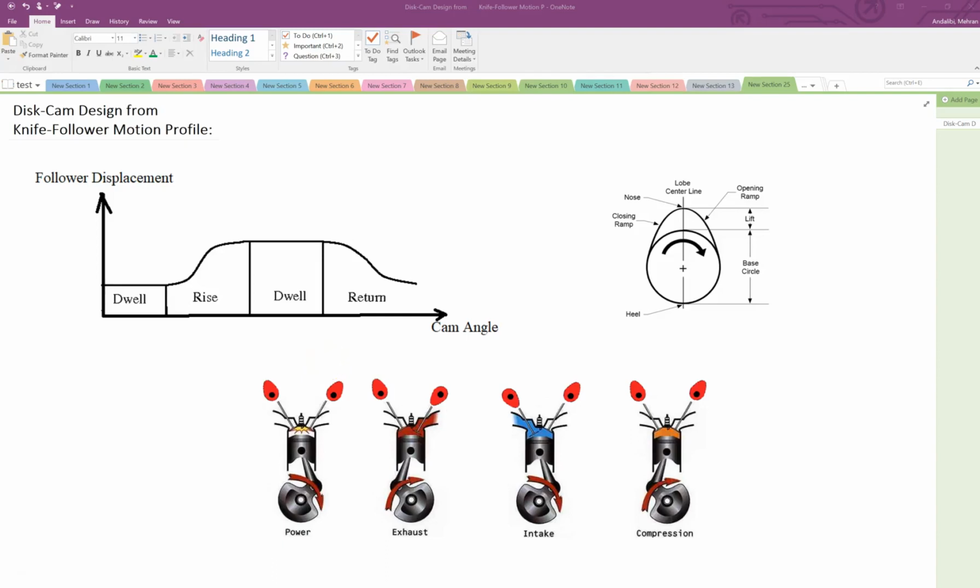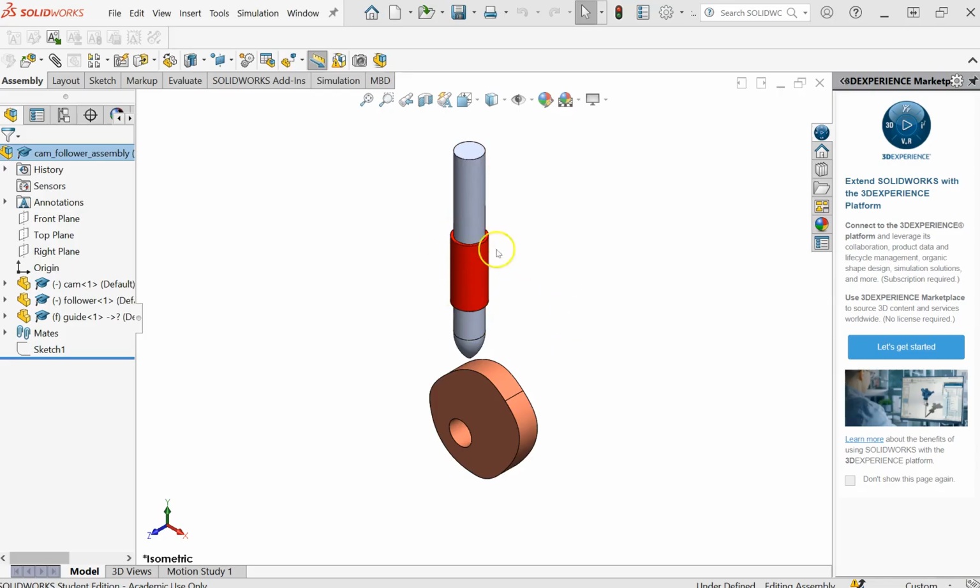Hello everyone. In this video we are going to talk about the design of a simple disc cam, a cam with a uniform thickness for which the follower is a knife follower, so it has a relatively sharp point. There is no roller at the end of it or anything. And we want to use the follower displacement profile, something like that, to design the shape of this cam. And then I'm gonna do it in SolidWorks for you so you see how it's done.